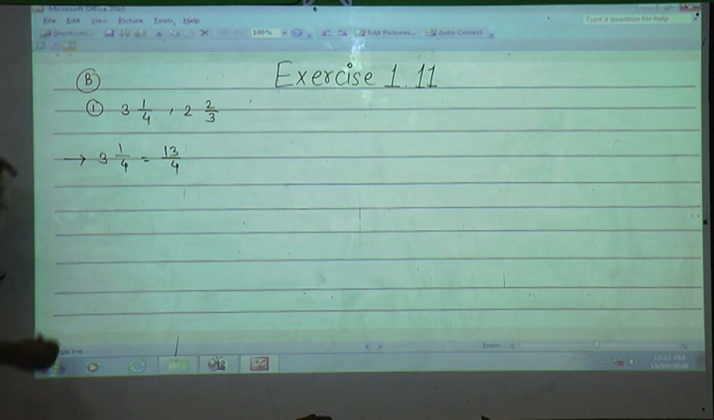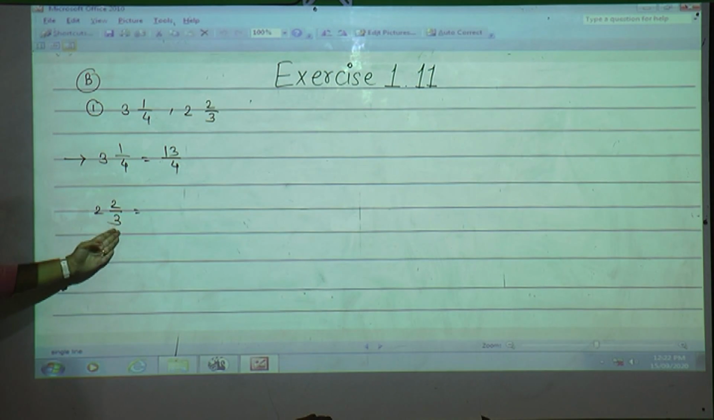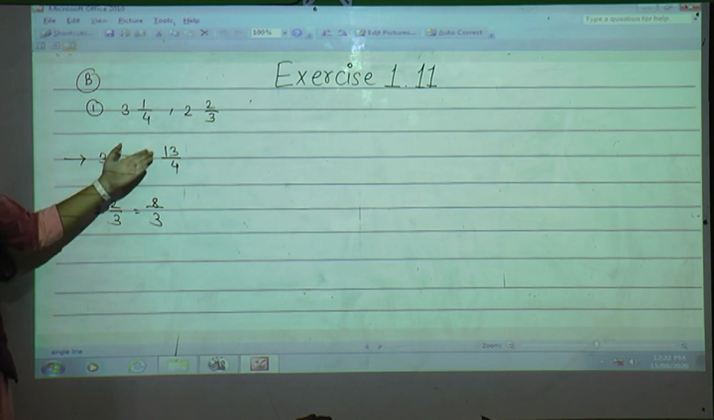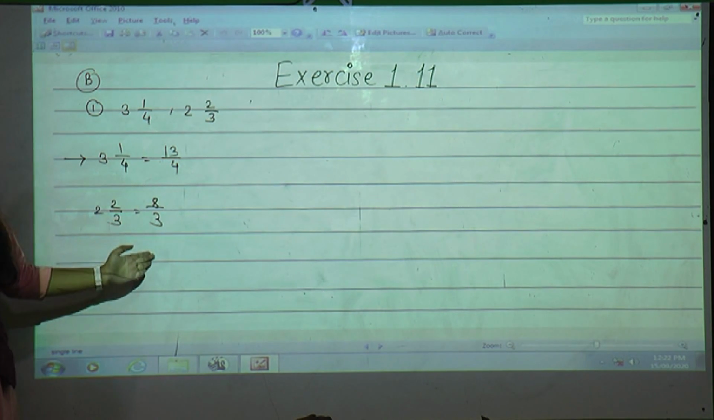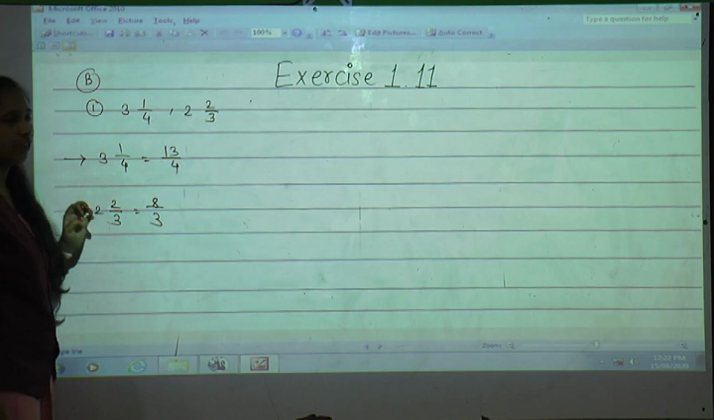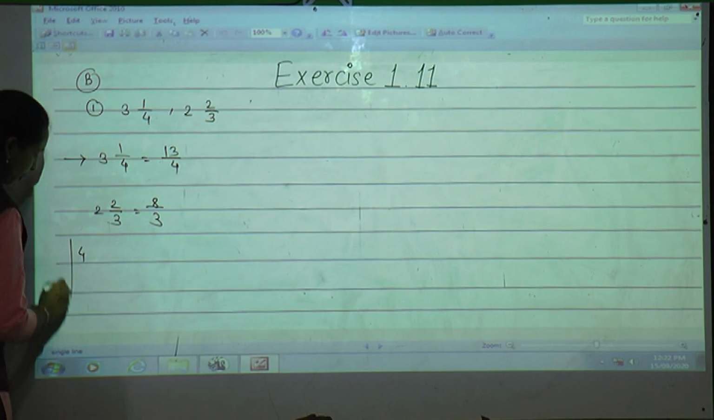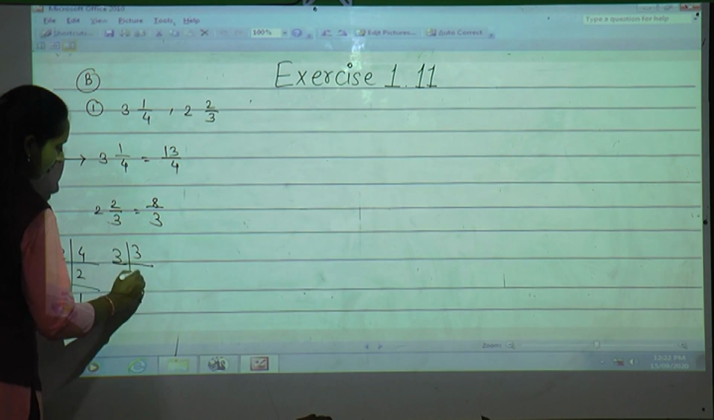This is 1, and the second one 2 2 upon 3 is 2 3s are 6, 6 plus 2 is 8, 8 upon 3. Now we got two fractions improper, 13 upon 4, 8 upon 3. Now see, denominators are not same. Unlike fractions are there, we need to convert into like fractions. For that we have to find out LCM of both the numbers. Now 4 LCM, 2 2s are 4, 2 1s are 2, 3 LCM, 3 1s are 3.